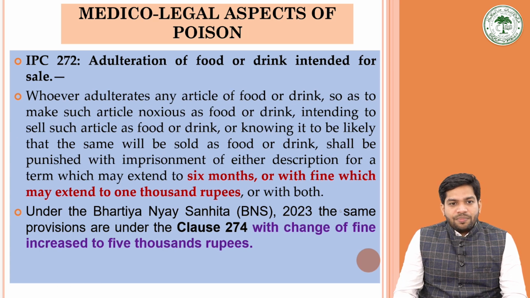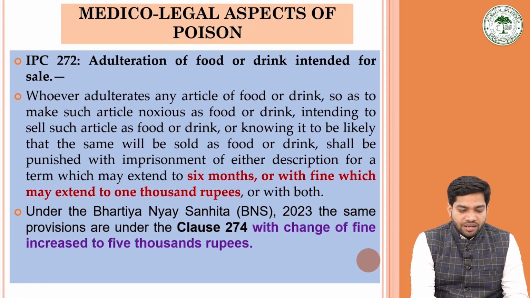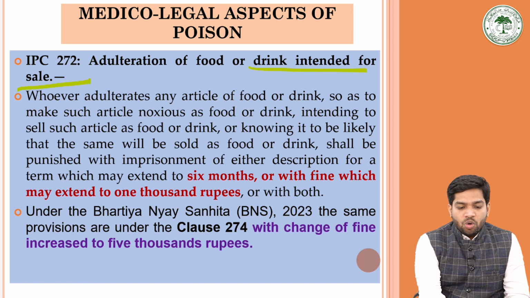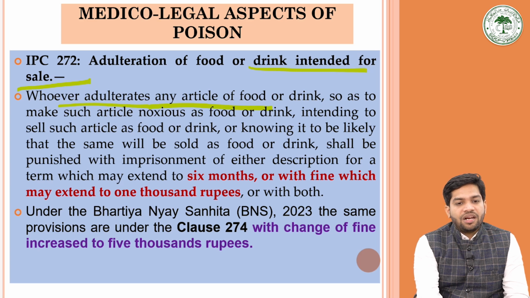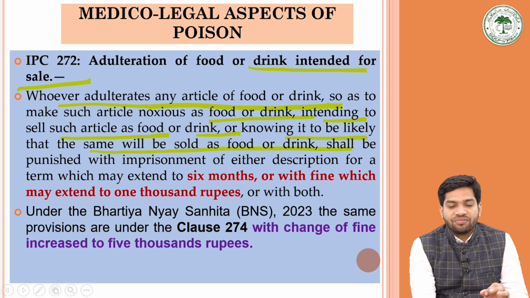Coming to the next IPC provision relevant to us, that is section 272 of the Indian Penal Code, adulteration of food or drink intended for sale. Whoever adulterates any article of food or drink so as to make such article noxious as food or drink, intending to sell such article as food or drink, knowing it to be likely that the same will be sold as food or drink, shall be punished with imprisonment of either description which may extend to 6 months, or with fine which may extend to 1000 rupees.